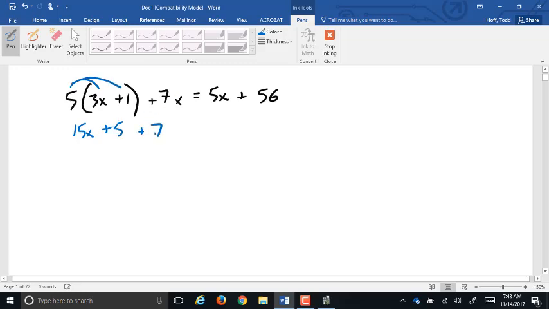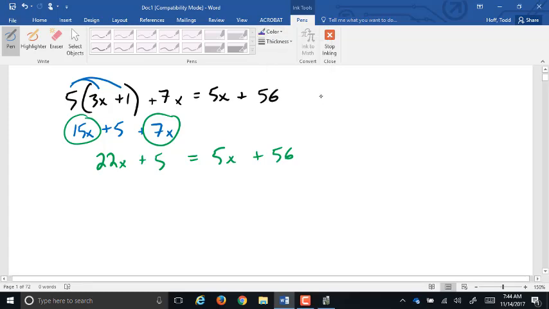Now on this side, we still have the plus 7x. Let's go ahead and deal with combining or reducing this side. Careful. We got 15x and 7x here. Let's just combine them. So it's 22x plus 5. Now on the other side, there isn't anything to do quite yet.